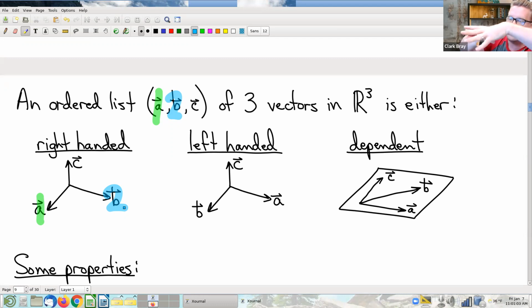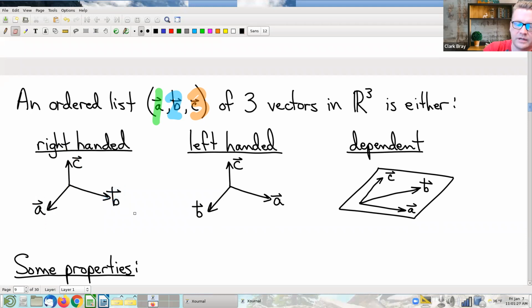And then you look now at your thumb, and you notice which side of the plane defined by those first two vectors your thumb points onto. If the third vector points on the same side as your right-handed thumb, then we call that a right-handed ordering.